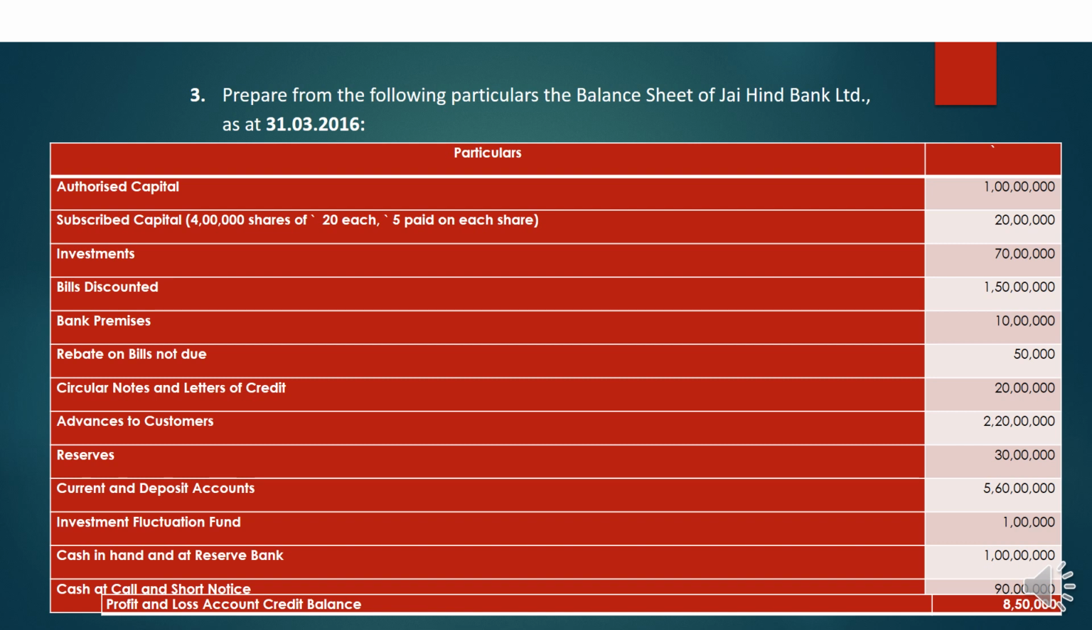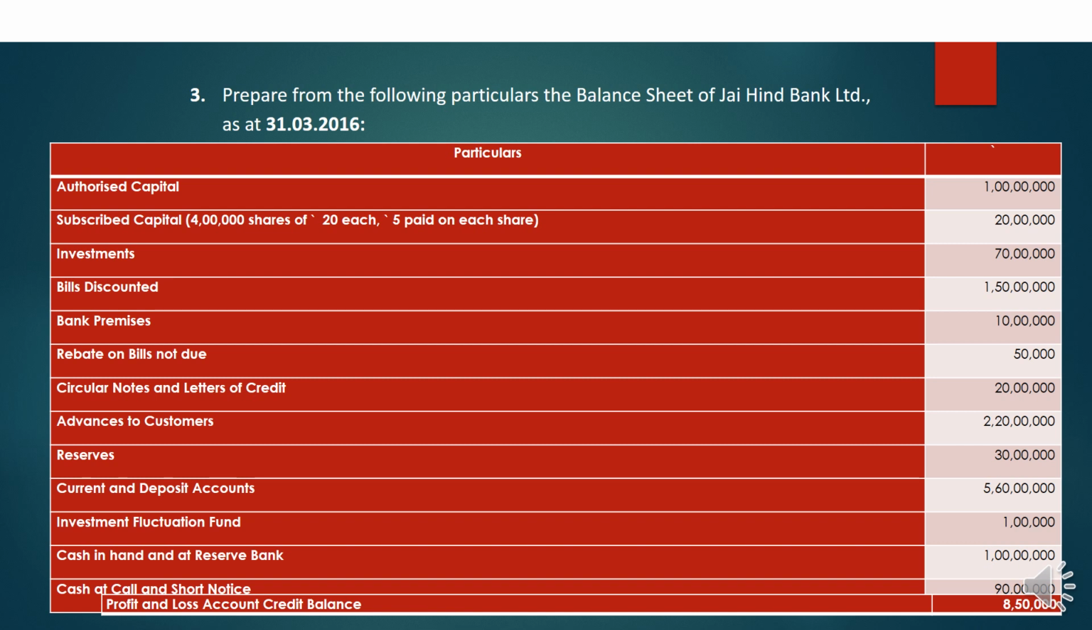Investment, schedule number 8. Bills discounted will come under schedule number 9 under advances. Bank premises is a fixed asset, will come under schedule number 10. Rebate on bills not due, other liabilities and provisions, schedule number 5. Next, circular notes and letter of credit, other liabilities and provisions, schedule number 5. Advances to customers will come under advances, schedule number 9.